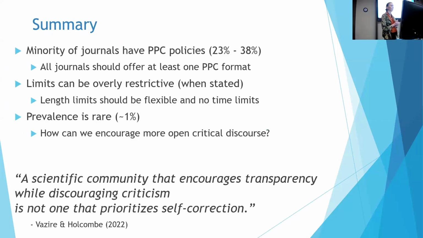So not great. To sum up, I think it's fair to say that psychology journals really need to do better in terms of publishing these critiques and fostering open critical discourse within science by offering to publish at least one format of post-publication critique, preferably with flexible length limits, ideally no time to submit limits, and these really should be clearly linked on the target articles so that anyone reading can be aware that there has been this discourse. And we hope that these kinds of practices would encourage more open, constructive critical discourse within the published psychology literature.